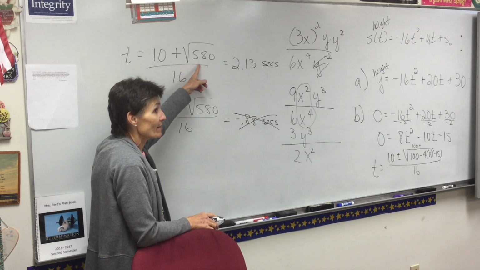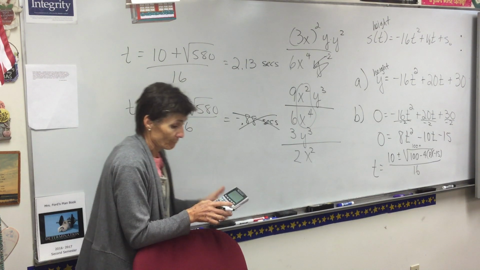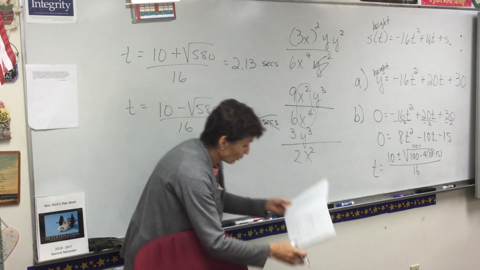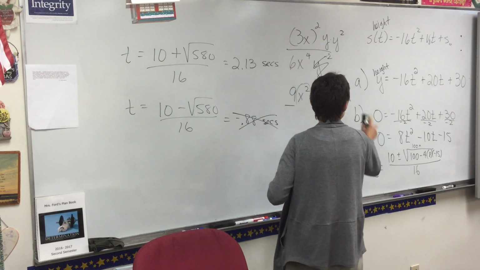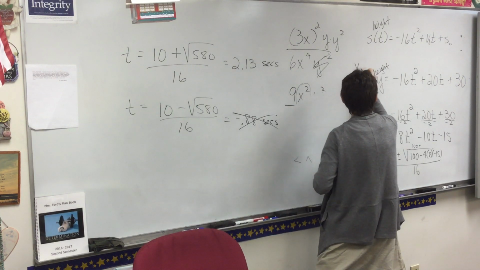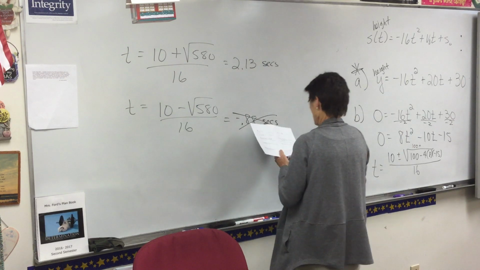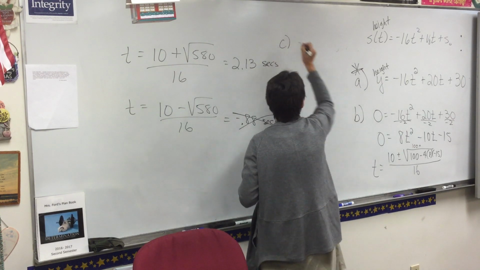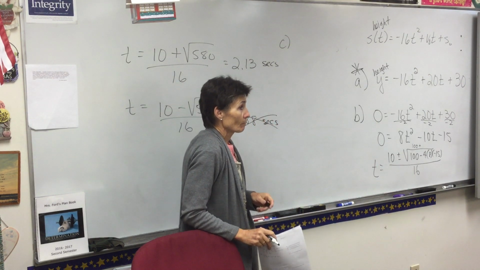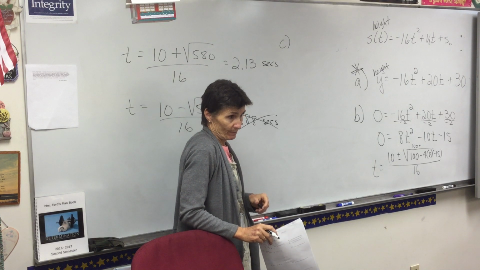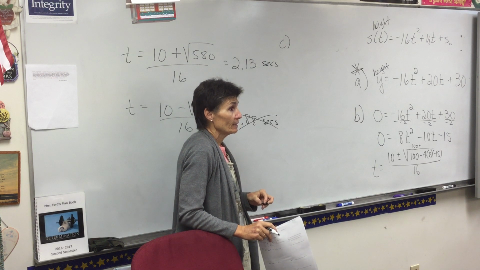10 plus the square root of 580, divided by 16. One more question. How high is the ball? So we're still using this equation right here. We're still using our same equation. How high is the ball after 1.5 seconds? What are you going to do with that 1.5? Plug it into T. Perfect.